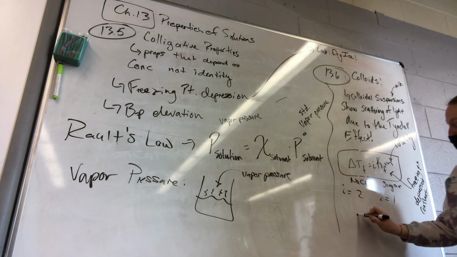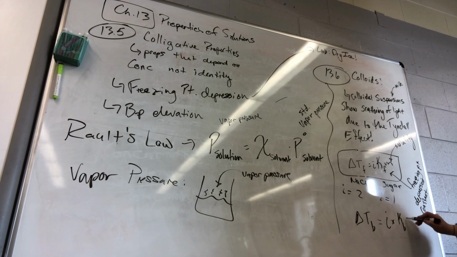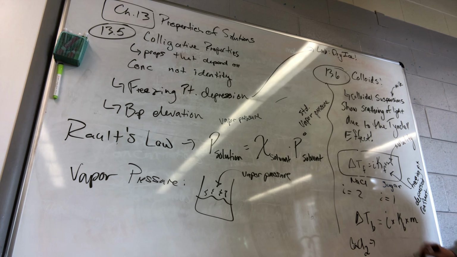Can you explain the i one more time? Sure. We could do it for boiling point too, but it's the same thing. So i is related to how many parts it will break into when it's in solution. So if you think about NaCl, it'll break into 2 parts. What about that one? 3 parts.